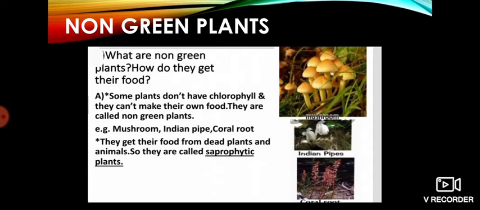Examples: mushroom, Indian pipe, coral root, etc.